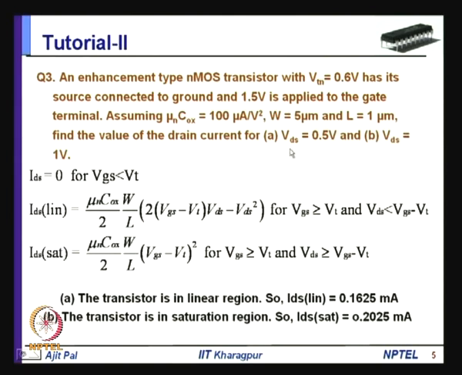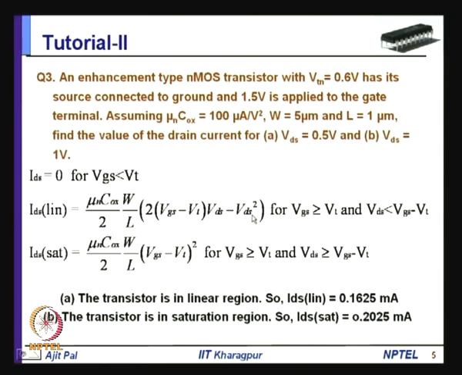So, VDS is less than VGS minus VT, 1.5 minus 1.2, 1.5 minus 0.6. As a consequence, we find that in these two cases the operation of the transistors will be different. That means the current characteristic will be different. As you know, the current in the linear region is mu n COX by 2 W by L into 2 VGS minus VT into VDS minus VDS square.